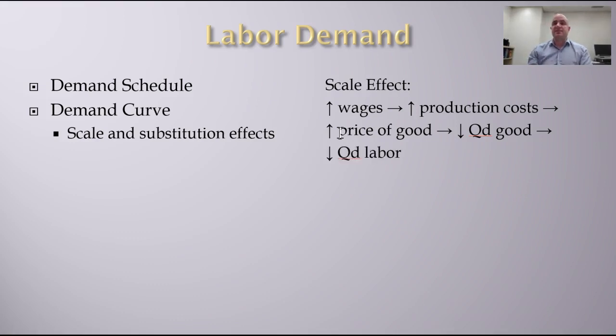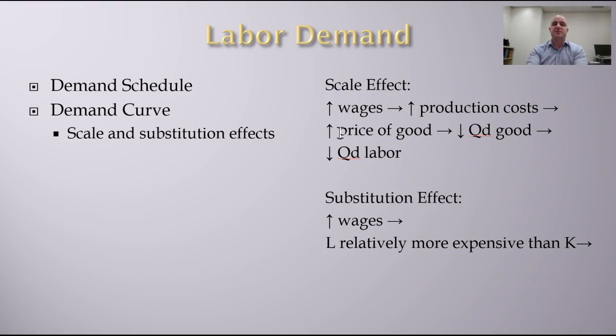Well, what happens then is that there's less demand for the goods. All right, well, if you're not producing as much of the product, then you're not going to need as many people to produce it, and so that causes the quantity demanded of labor to go down. And so that's where you see that downward sloping line. The other effect, so that's a scale effect. It's called a scale effect because it affects how much of the good is produced. The substitution effect factors in the other ways to produce the good.